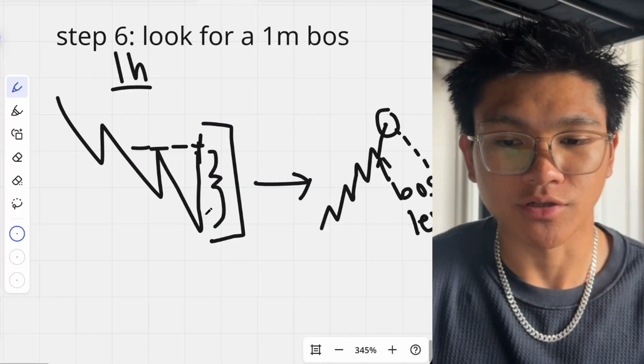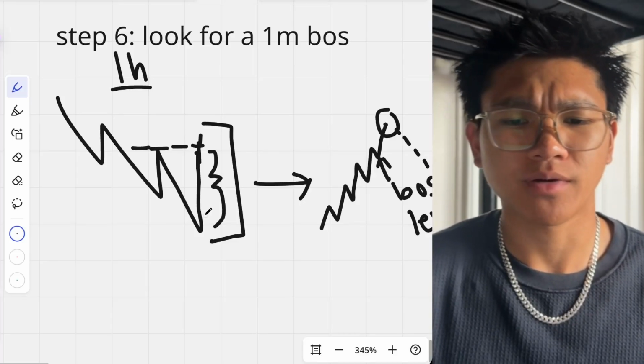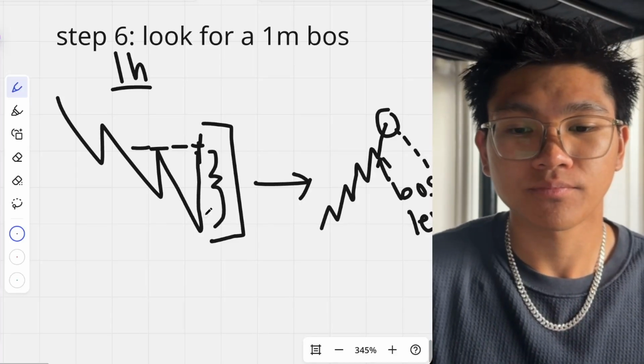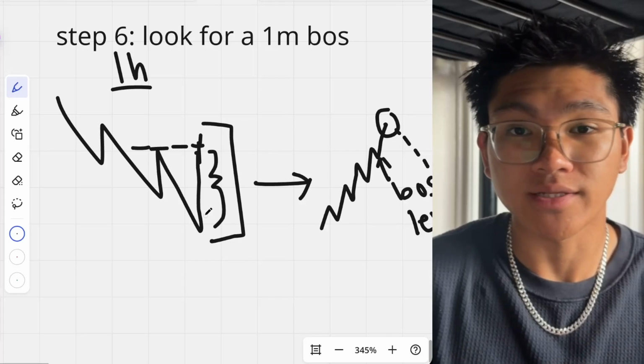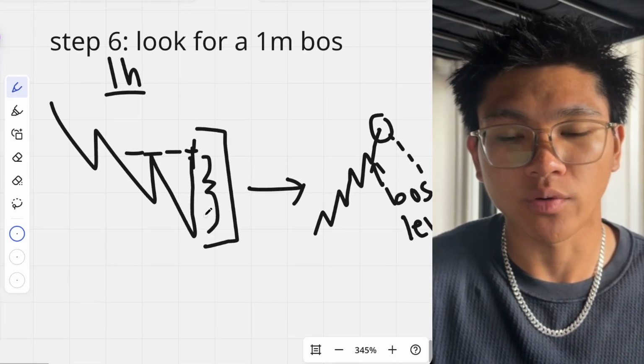And because the example that I used on the chart was the 5 minute as the higher time frame, I'm going to go ahead and actually show a proper chart with the actual right time frames. But for now, we're just going to continue going on to step 7.